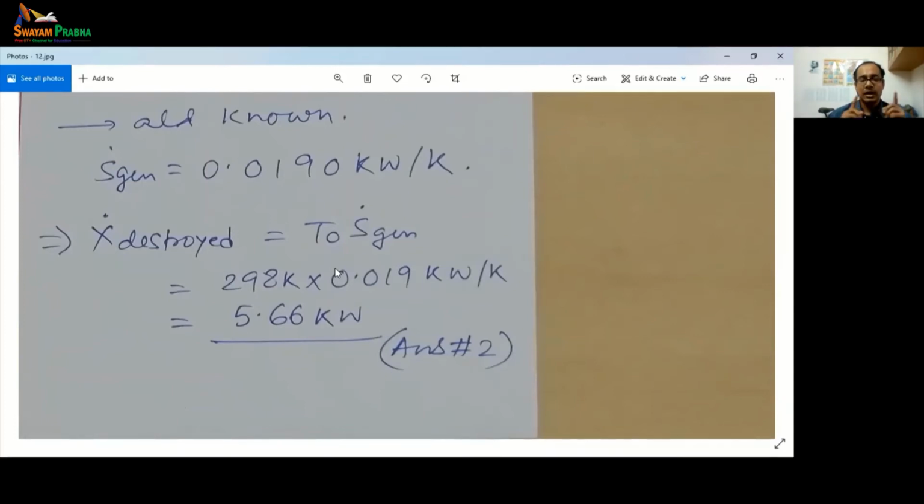Okay, if you take a control volume, the boundary of that control volume will be at the surrounding temperature, and that is 298 Kelvin. Okay, that's given. So the value you will get is 5.66 kilowatt. Okay, and that's the second answer we are after.